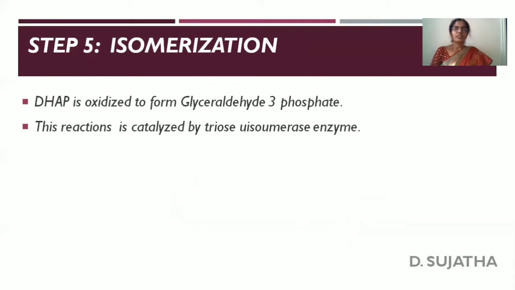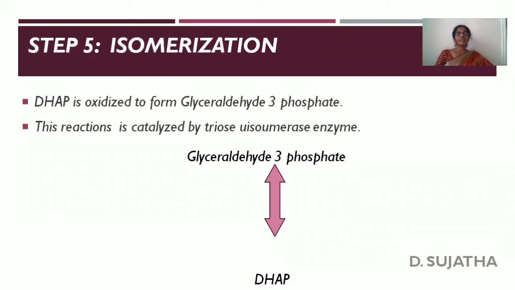Next, the fifth reaction is isomerization. In the previous reaction, 2 compounds are produced: glyceraldehyde 3-phosphate and dihydroxyacetone phosphate. Of these 2 compounds formed in the cleavage reaction, only one triose sugar, G3P, participates directly in the glycolysis pathway.